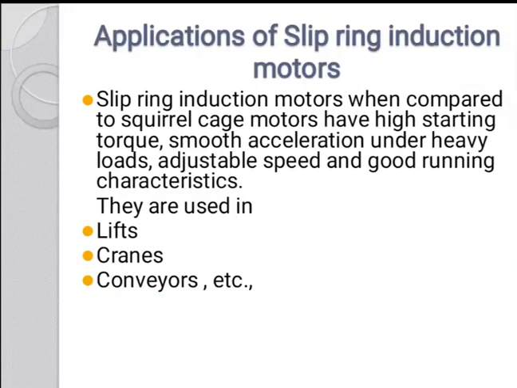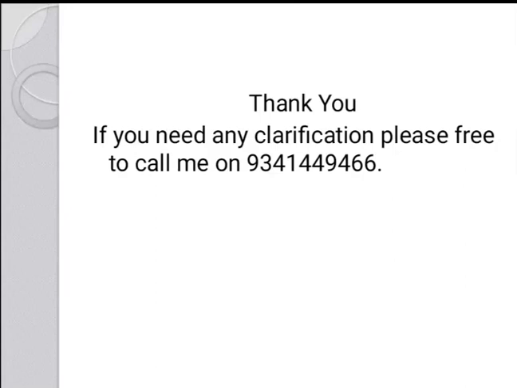Next, we'll study the applications of the slip ring induction motor. Slip ring induction motors, as compared to the squirrel cage induction motor, exhibit high starting torque, smooth acceleration under heavy loads, adjustable speed, and good running characteristics. They are better used for lifts, cranes, as well as conveyors. So these are some applications of squirrel cage and slip ring induction motors.